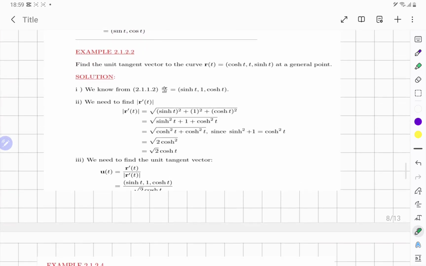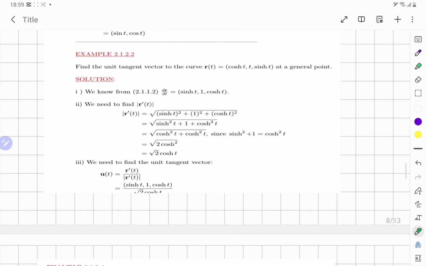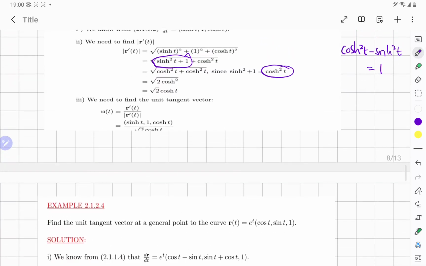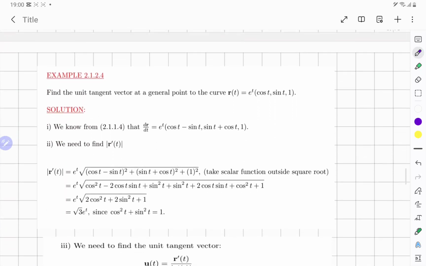That's important. The next one, for later, is that it is extremely important to know your hyperbolic identities. The hyperbolic identity is cosh squared t minus sinh squared t is 1. That's why I changed sinh squared plus 1 to cosh squared. So make sure you go through this example yourself.